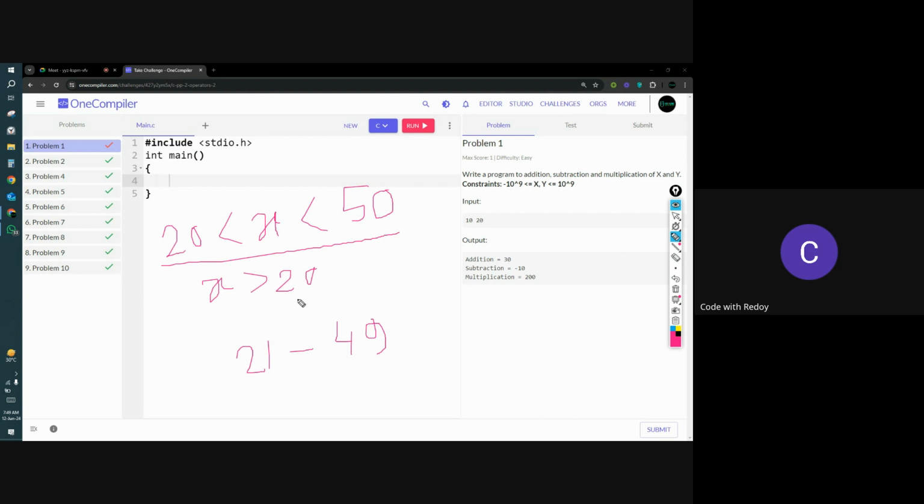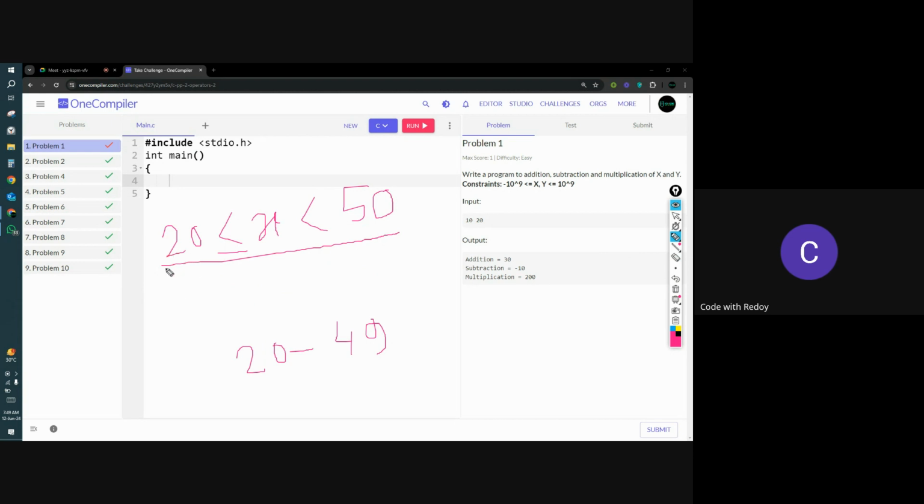But now you want the 20 also. You must take 21, 22, but you need 20 also. At that time you can use less than or equal. This operator is called less than or equal. So less than or equal means the value of x can be 20 also. Okay, yeah, it makes sense.